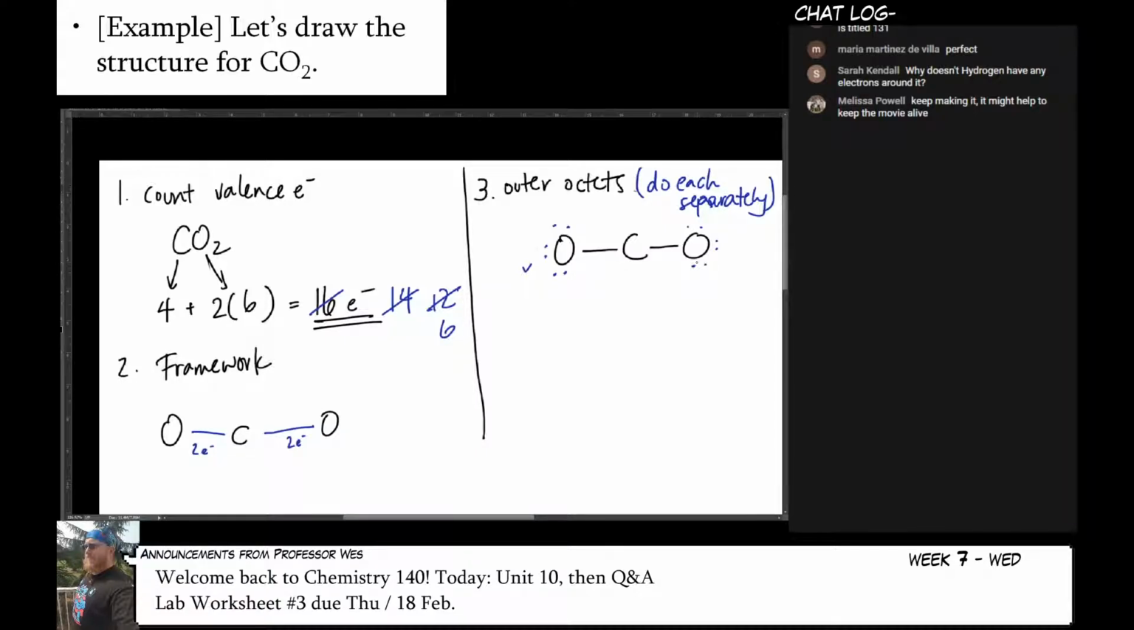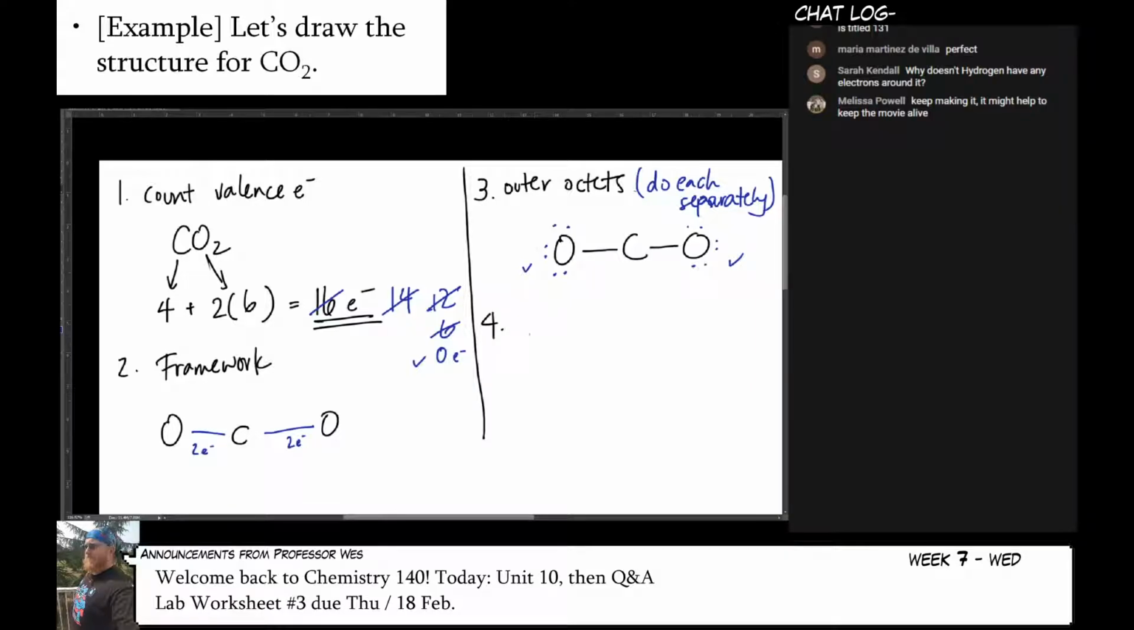Any electrons that are not bonding will be paired, because they are non-bonding pairs. So we might as well just draw them as pairs right now. So I have my octet there. 1, 2, 3, 4, 5, 6. And then the bond counts as 2 for 8. But I've used all my electrons.